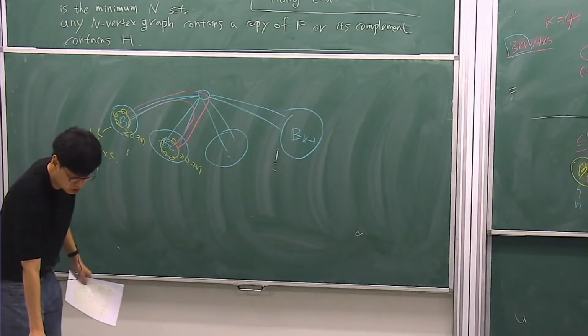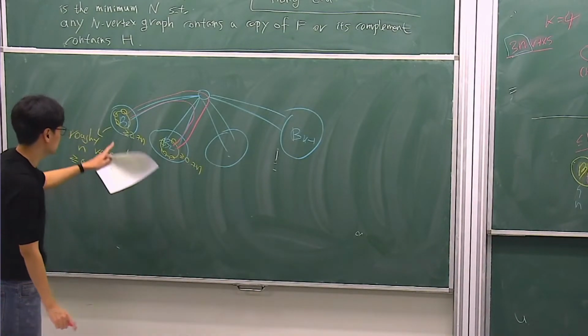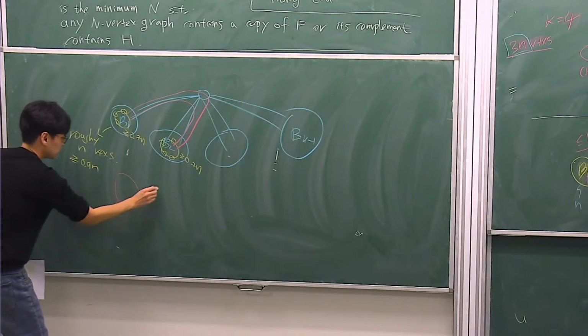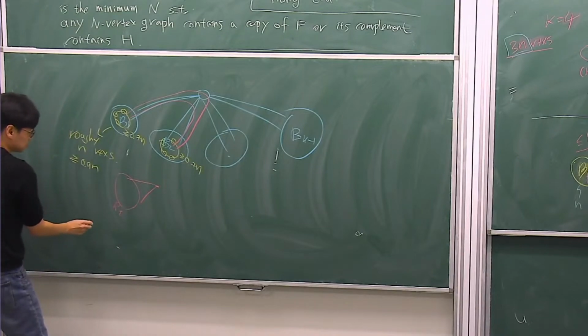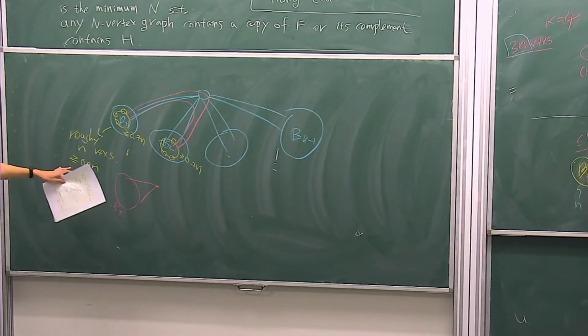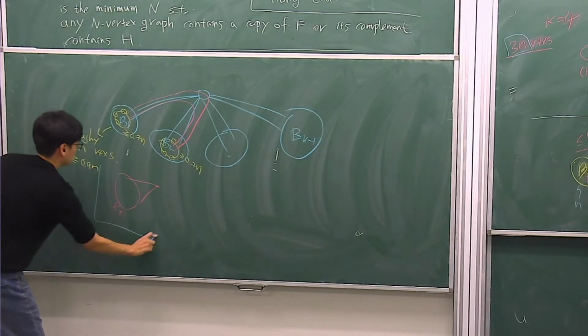Otherwise, the entire structure is one connected. It's not even two connected. That means you can find some Bi and then one cut vertex. So you can do the block decomposition, the maximal two connected graph blocks, and you can find some parts here.